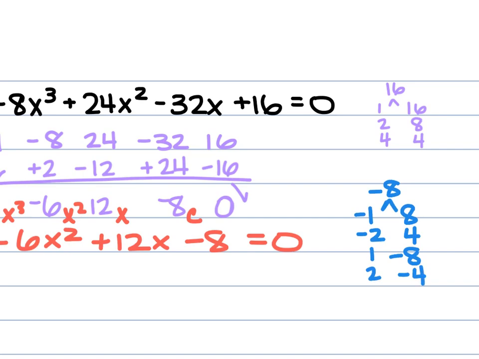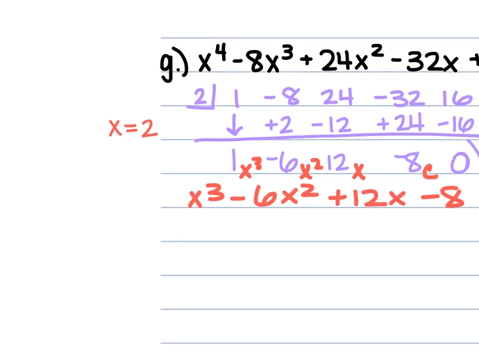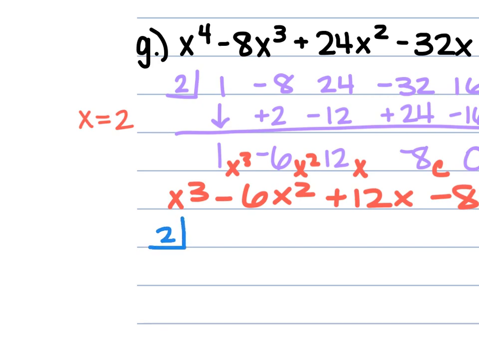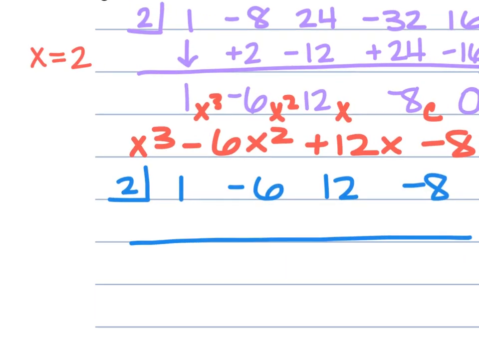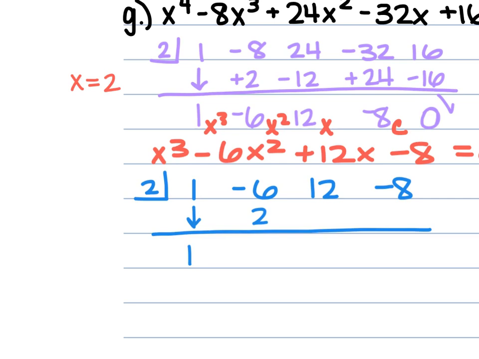Again, I know that the 2 works because I've done this before, so I'm going to use the 2 in my synthetic division. I'm going to have 1, negative 6, 12, and negative 8. I'm going to bring down the 1. 1 times 2 is 2. 2 minus 6 is negative 4. Negative 4 times 2 is negative 8. 12 minus 8 is 4. 4 times 2 is 8. Negative 8 plus 8 is 0.